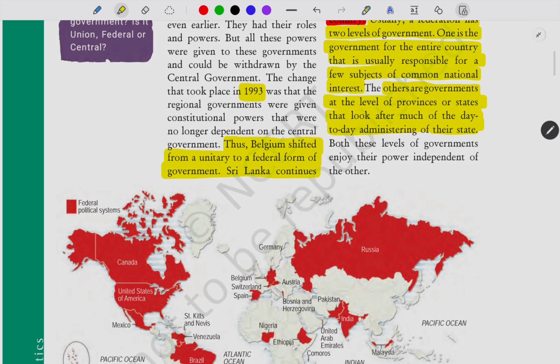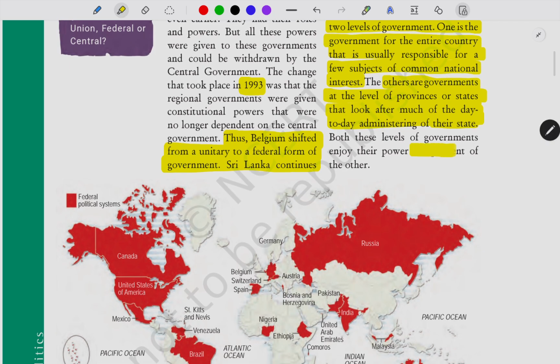Both these levels of government enjoy power independent of the other. This is a key term because in federalism, there are local governments which enjoy freedom from the central government. Okay, they are not directly related. That is, the local government is not controlled by the central government, or that the local government has some constitutional power.